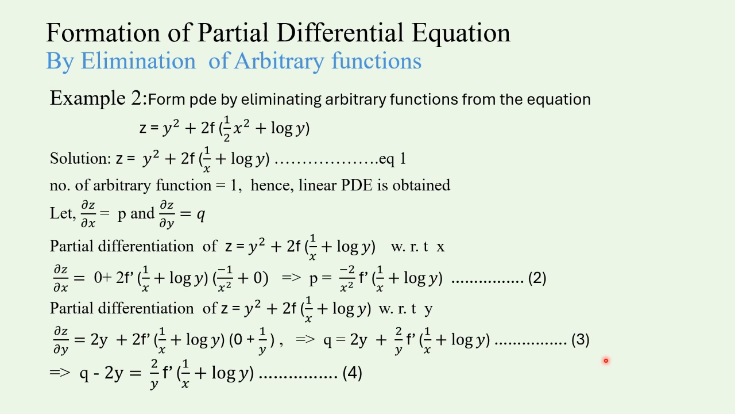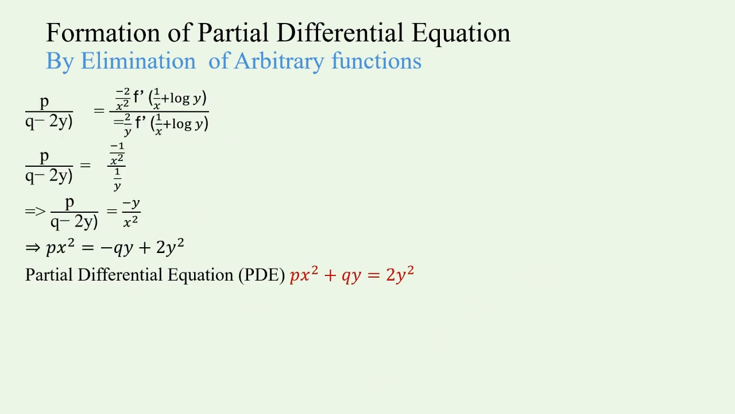Now when we compare 2 and 3, this term and this term are the same. But the only thing is here 2y is there. So bring this 2y to this side. When we bring 2y to this side, we get this. Now divide 2 by 4. So p by q minus 2y, and this we get like this.